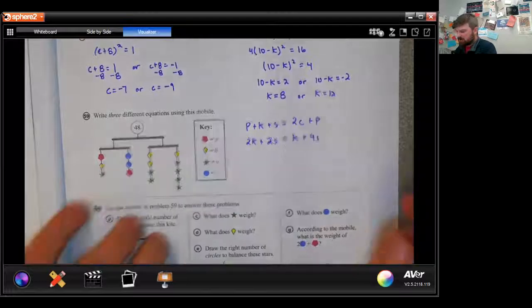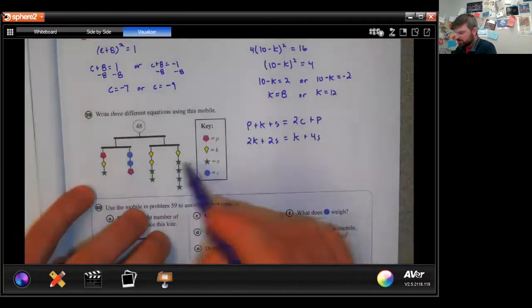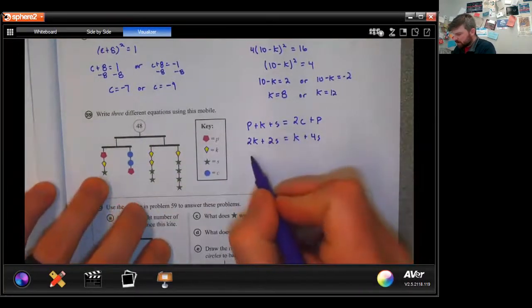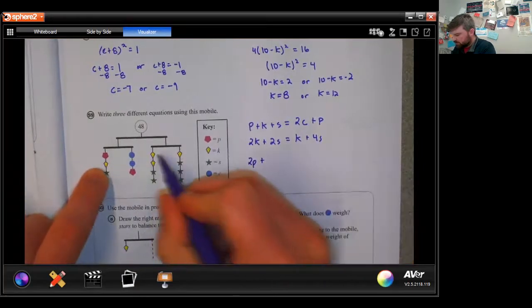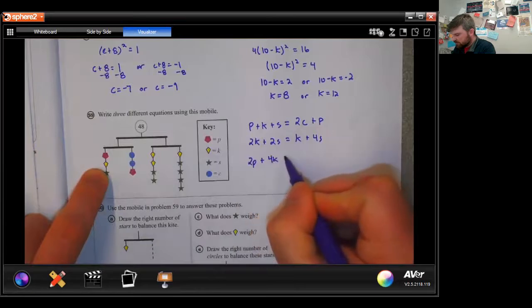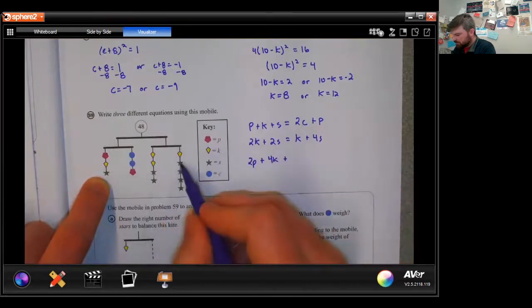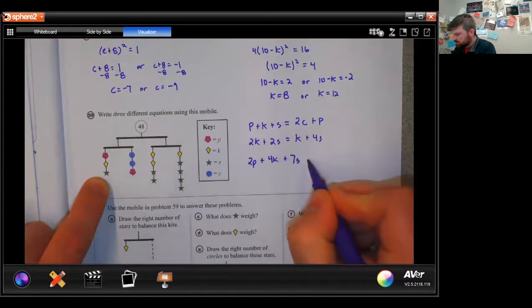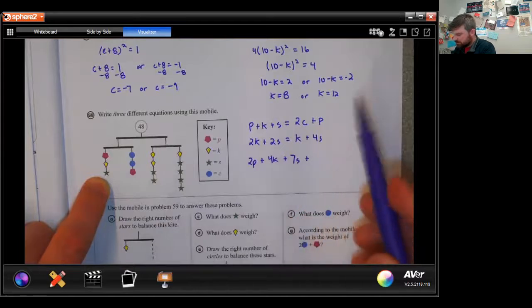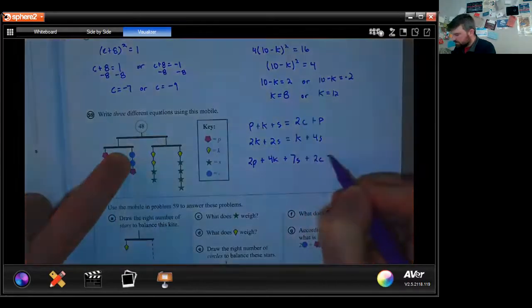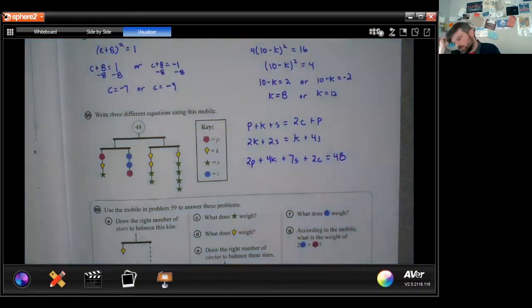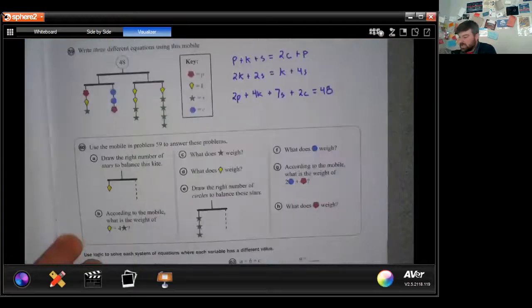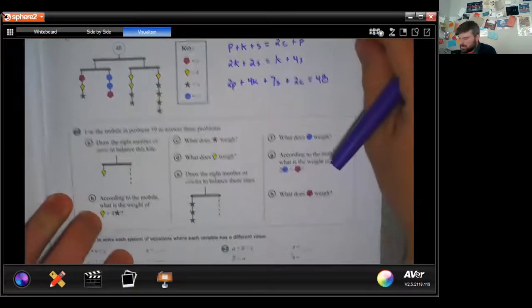And kind of one of the other obvious ones is I could add all of these up to equal 48. So I have 2 pentagons plus 4 kites plus 7 stars plus 2 circles equals 48. And those are just 3 options. There's a lot more options to that than what I listed. You could cancel some stuff if you really wanted, or kind of organize it however you want.